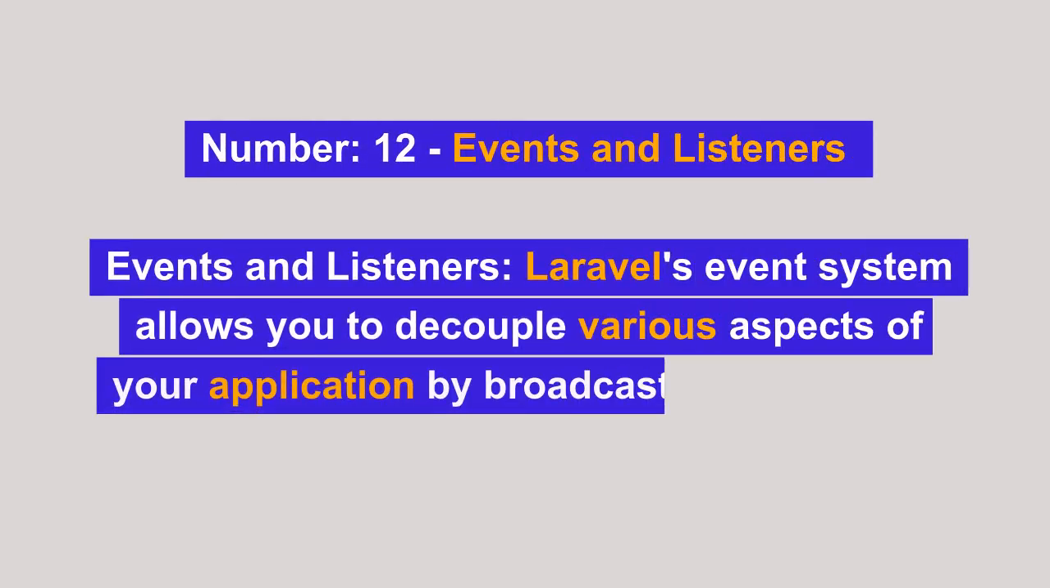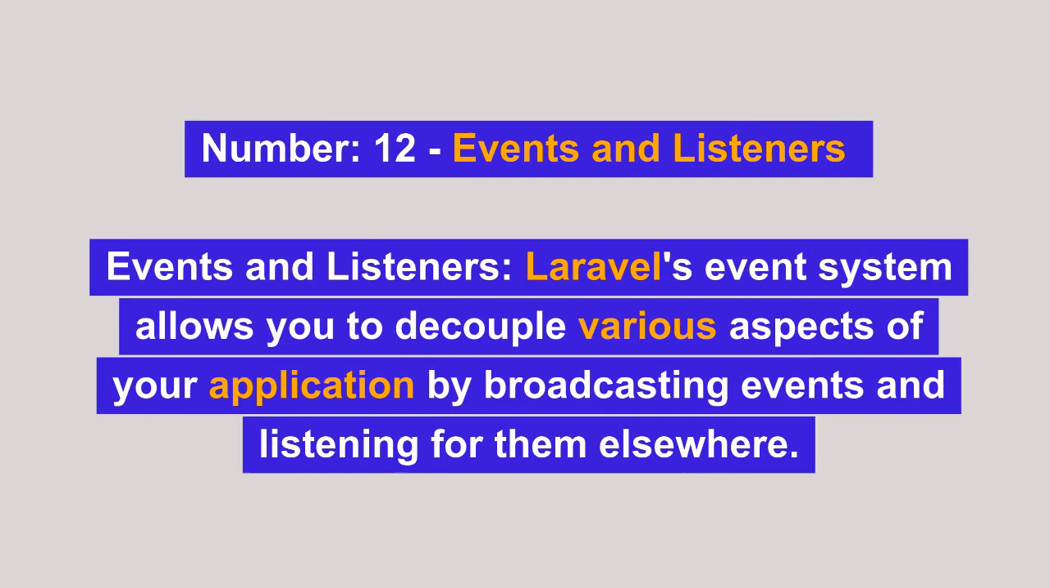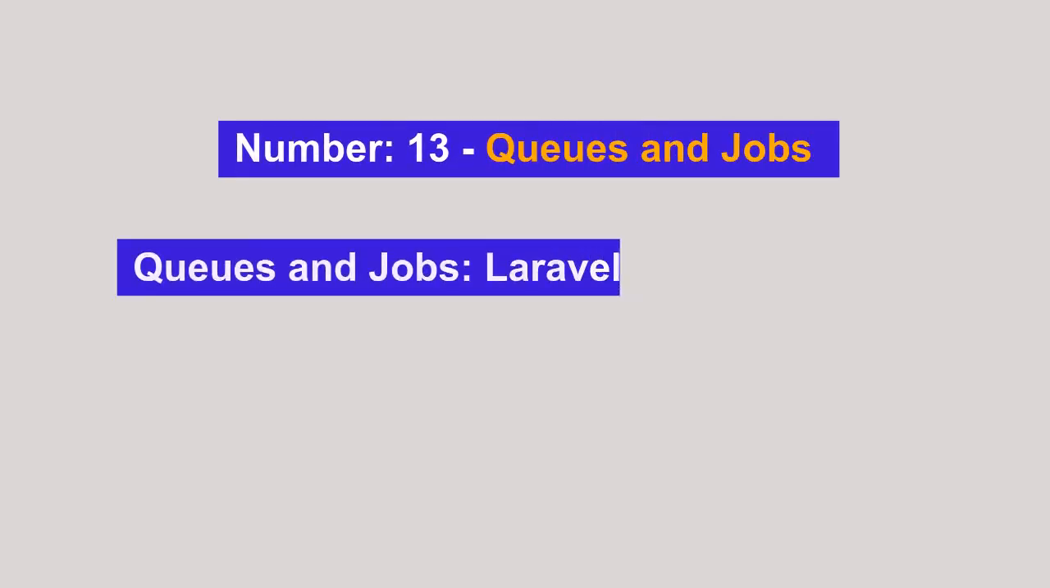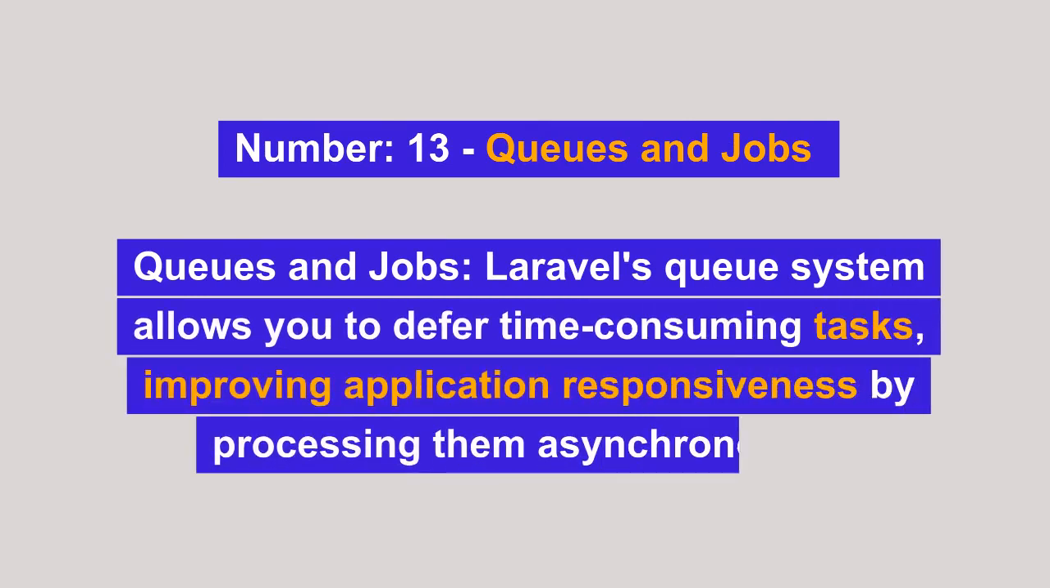Number 12. Events and listeners. Laravel's event system allows you to decouple various aspects of your application by broadcasting events and listening for them elsewhere. Number 13. Queues and jobs. Laravel's queue system allows you to defer time-consuming tasks, improving application responsiveness by processing them asynchronously.